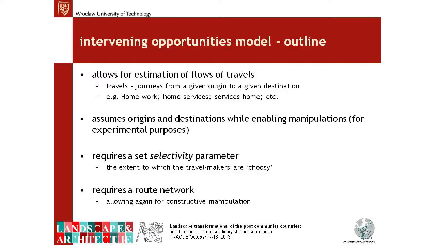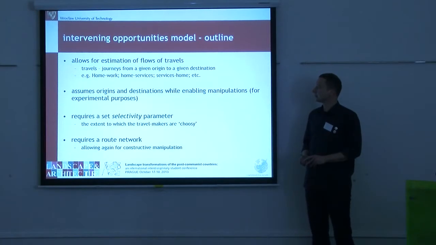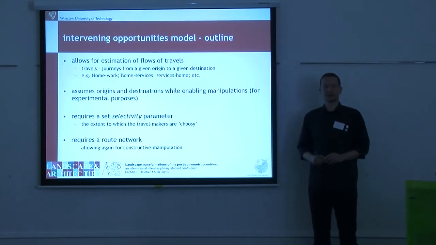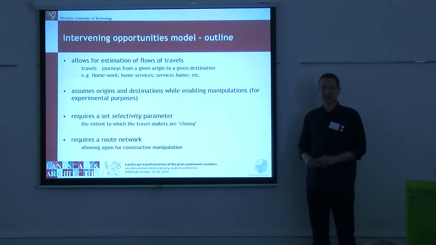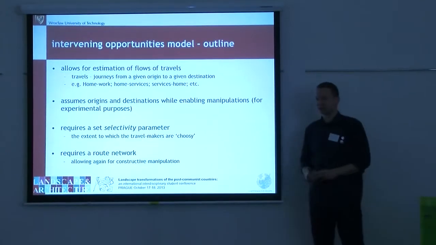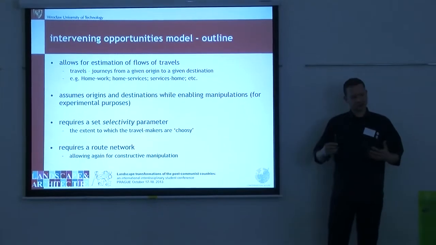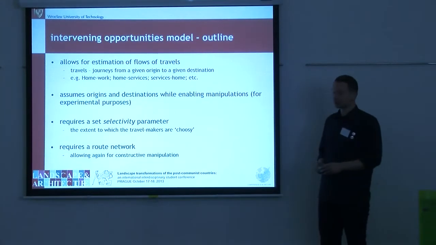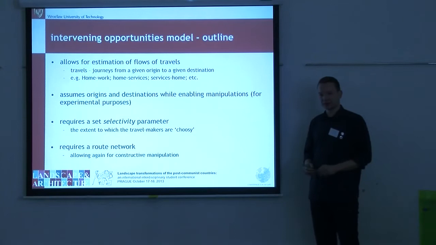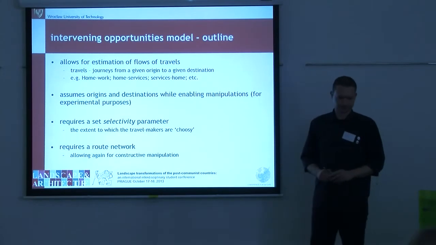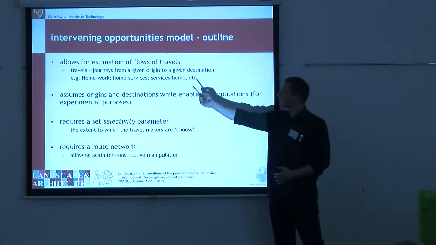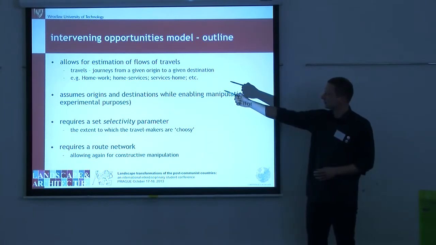Now a word about the intervening opportunities model. You may have heard about that. The origins of modeling in planning are most frequently traced back to CATS. And I don't mean the animals, only the Chicago Area Transportation Study back in the 50s or 60s, I believe, in the United States. And it has been developed in a couple of different ways in a couple of different places around the globe. In Wrocław, it was Professor Cipser who was very active in working on this discipline. So the model allows for estimation of flows of travels, and you have my explanation.